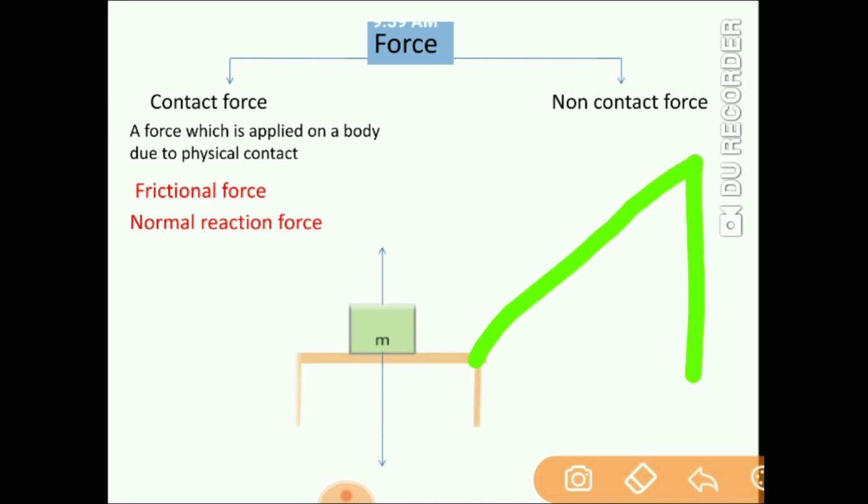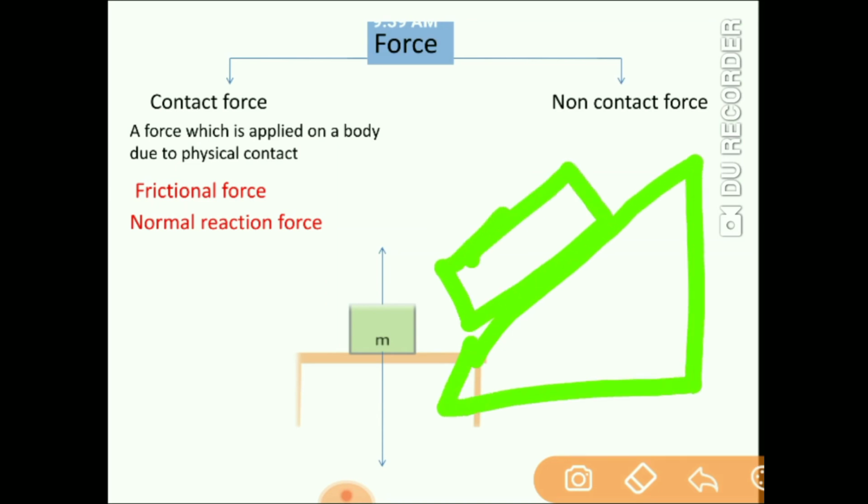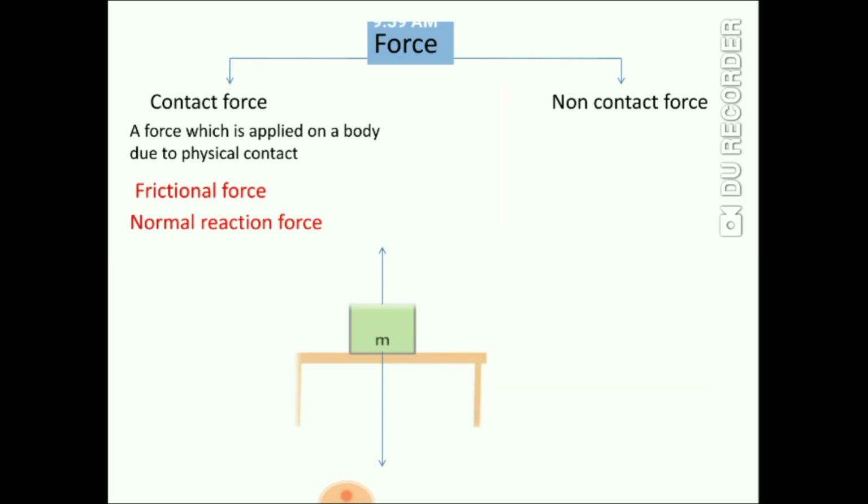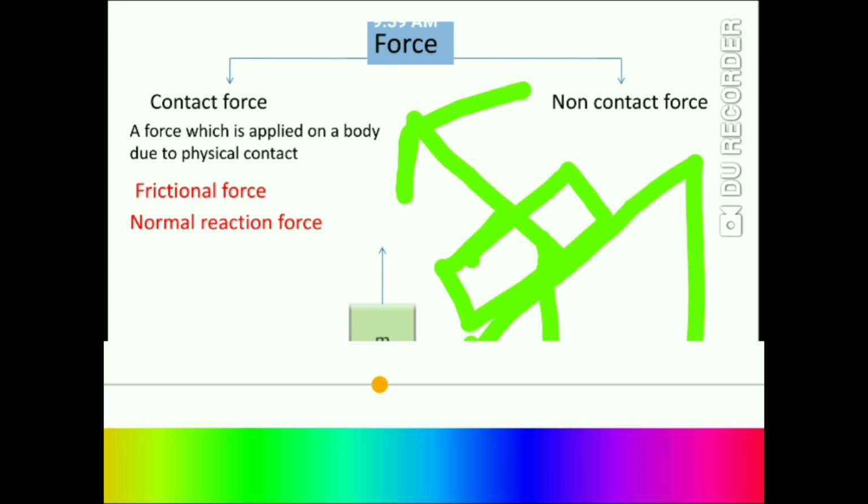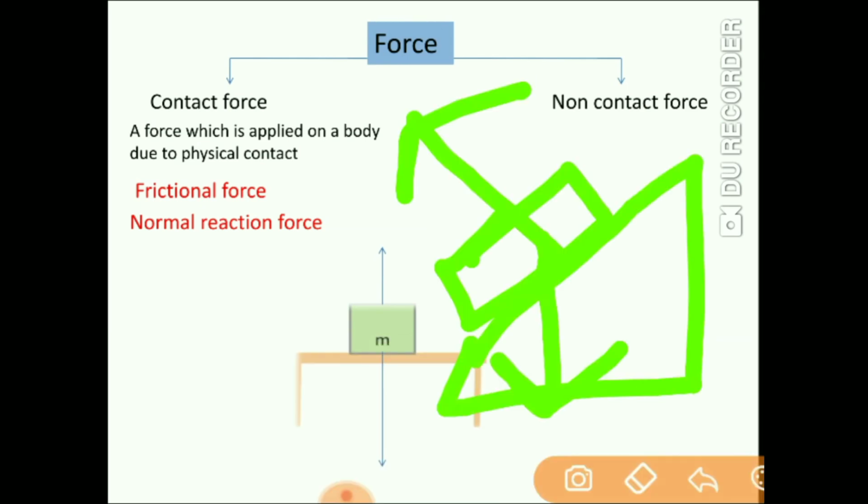Suppose a body is kept on an inclined plane, like this. If a body is kept on an inclined plane, the direction of weight will always be vertically downwards. And in this case, what is normal? The normal force will be this, because the angle is 90 degrees out here. Since the angle is 90 degrees here, it is called normal force.